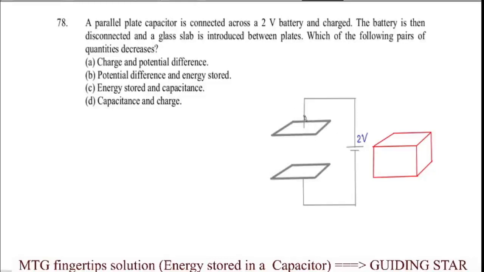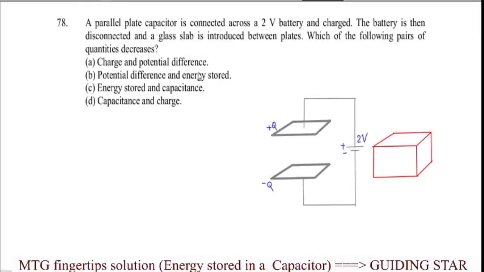Suppose this is charged, that means this upper plate will get positively charged and this lower plate will get negatively charged, as the upper plate is connected to the positive terminal of the battery and the lower plate is connected to the negative terminal of the battery. So right now the plates are charged, and after that the battery is disconnected and a glass slab is introduced between the plates.